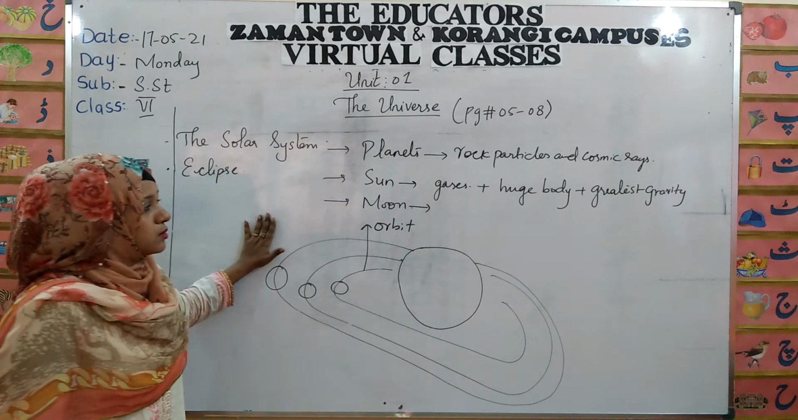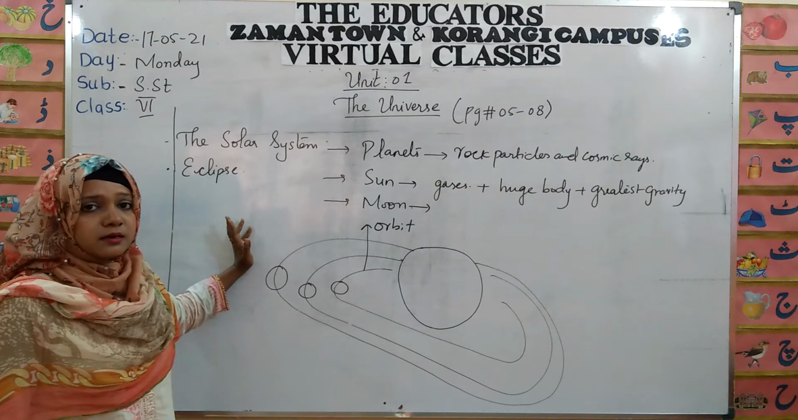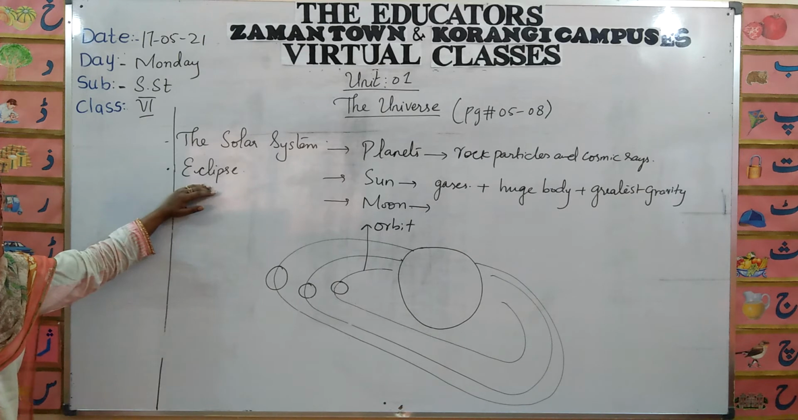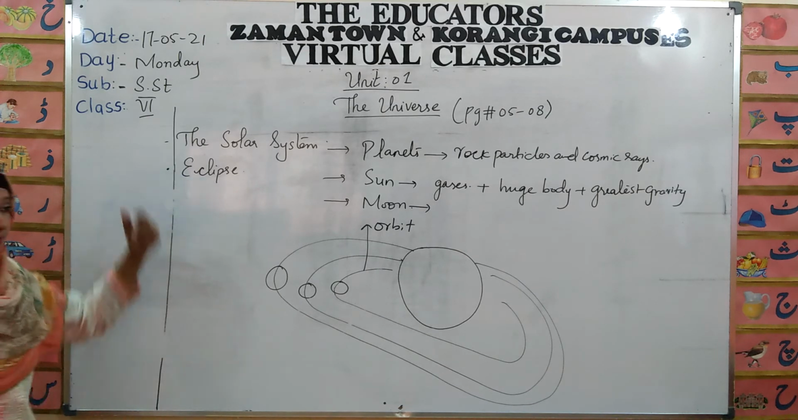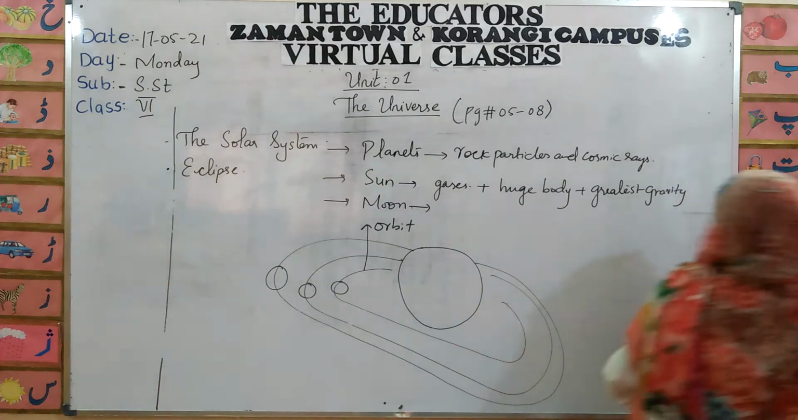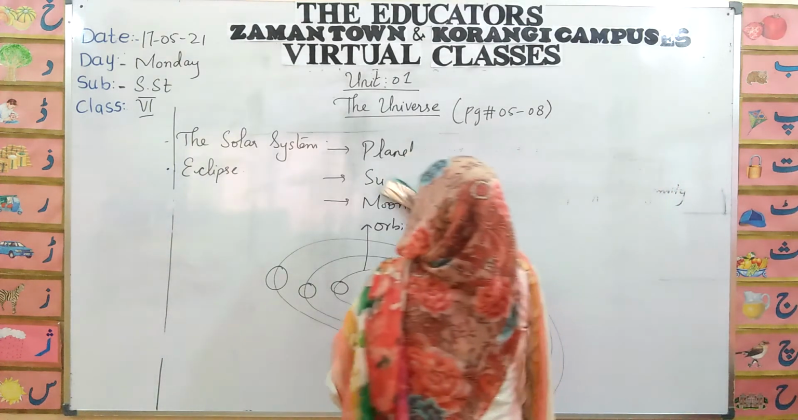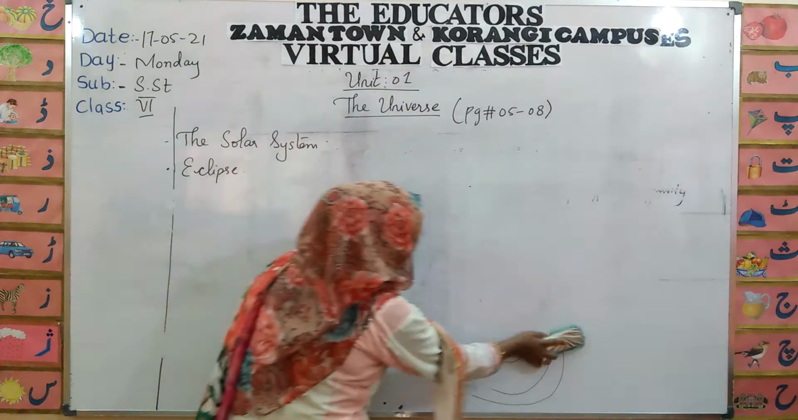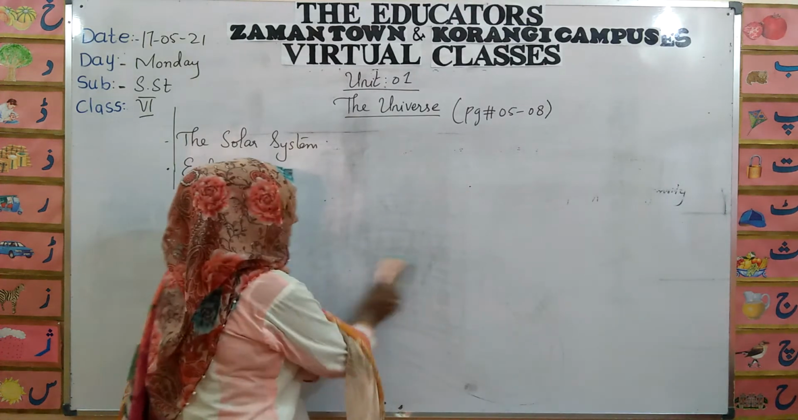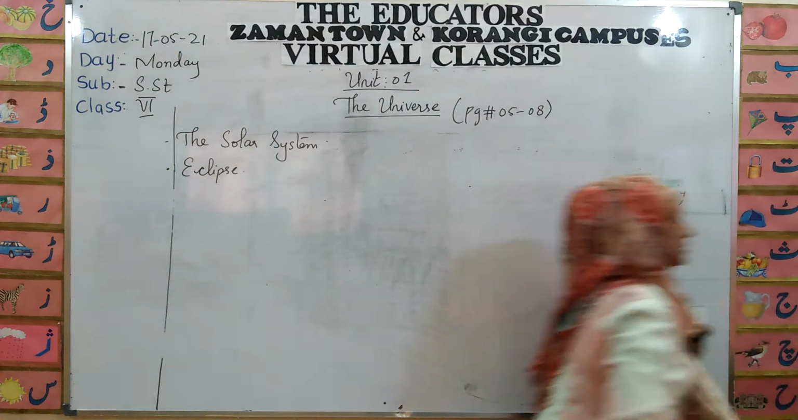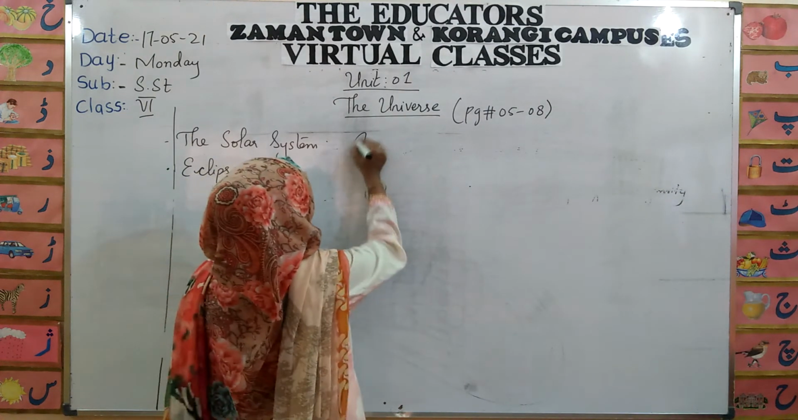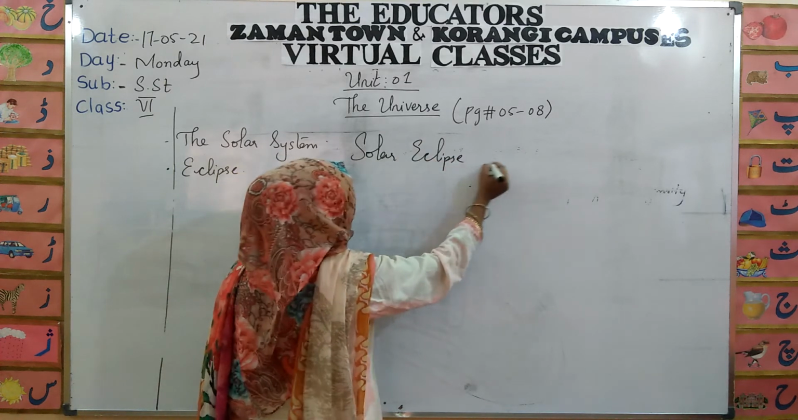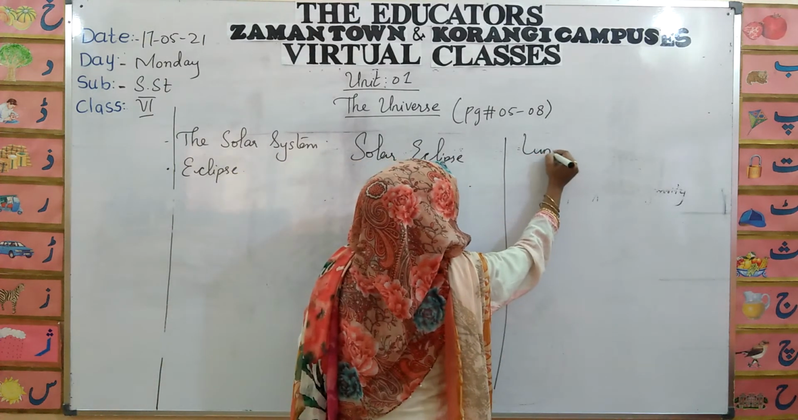As we are talking about Earth, Moon, Sun, Star, there is an interesting topic, that is the eclipse. What is the eclipse? Eclipse is the blockage of light. The meaning of eclipse is the blockage of light. And we have 2 types of eclipse: the solar eclipse and the lunar eclipse.